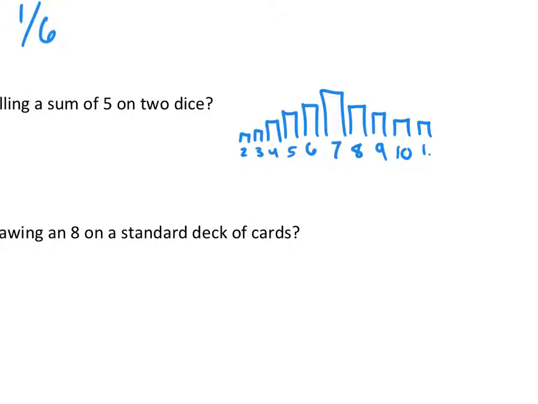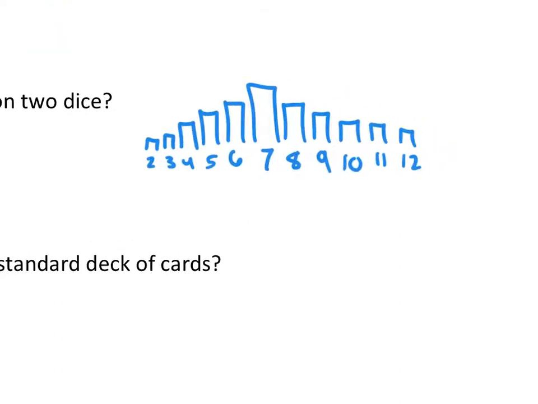2, 3, 4, 5. And then it starts to scale back down. 7 is the most common number that you can get. And the only way to roll a 2 is to get 1 and 1. There's only one way of doing that. There's also only one way to get a 12, because it's 6 and 6.